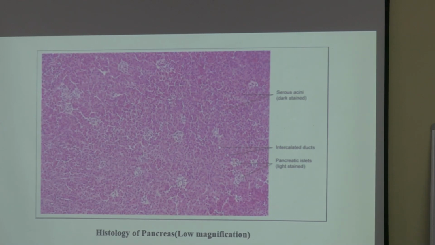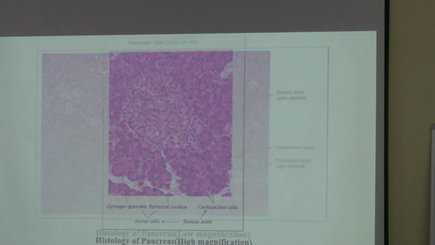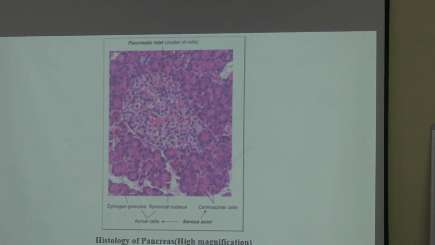For that, what do you have to do? You have to go for higher magnification. Now here you can see this is the histology of pancreas under higher magnification. Here you can see these are the pancreatic acini, and here you can see this is the islet. Now inside the islets, I hope you can see these are the fenestrated capillaries. Look, these are the capillaries.